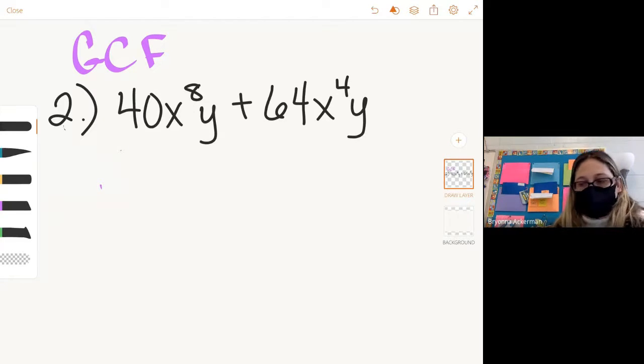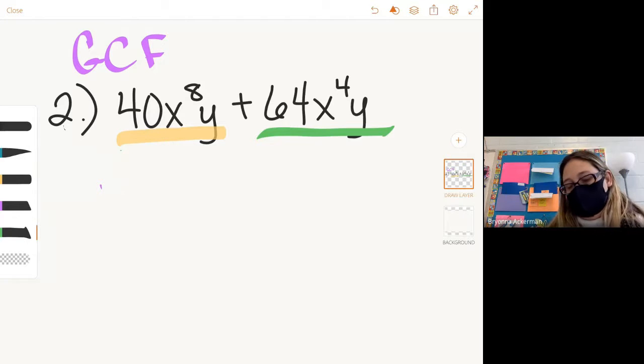Now, the only addition or subtraction between it, there's only one. So that actually tells me I still only have 2 terms. This is one term, and this is one term. So I only have 2 terms, because the only addition or subtraction is right here in the middle.